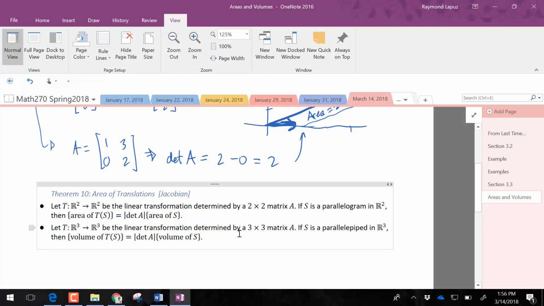If you have a linear transformation from a 2 by 2 matrix and then to something else, then it's going to distort the image that you have. So let's say we start off with a square or parallelogram, and then we run it through a linear transformation, and it becomes skewed or whatever happens. Then that area, the new area, is going to get compensated by the determinant of your matrix.